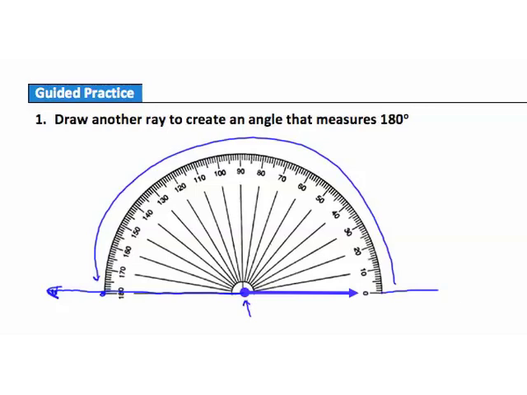And there is our angle now that measures 180 degrees. As you can see, an angle that measures 180 degrees actually forms a straight angle or a straight line.